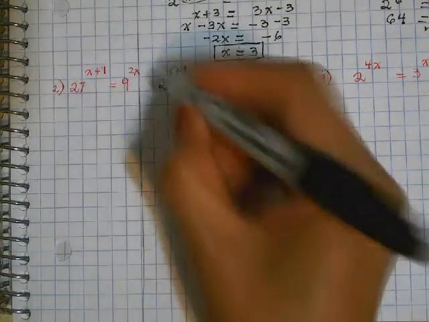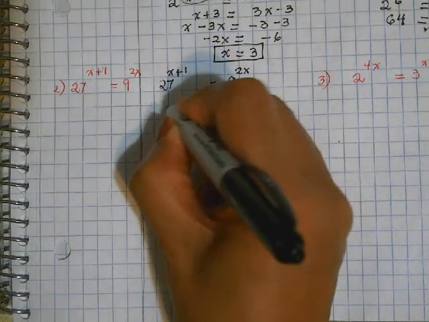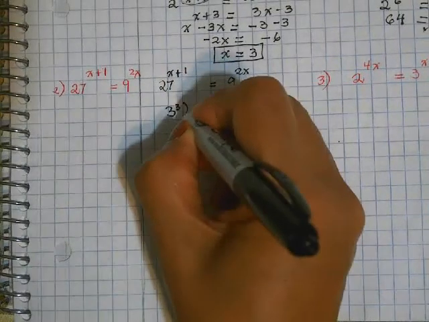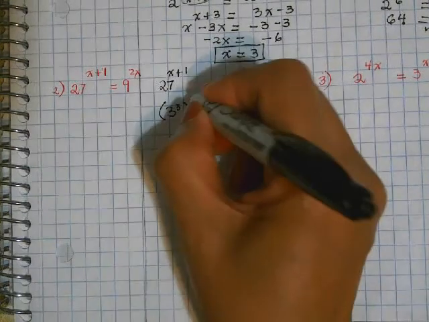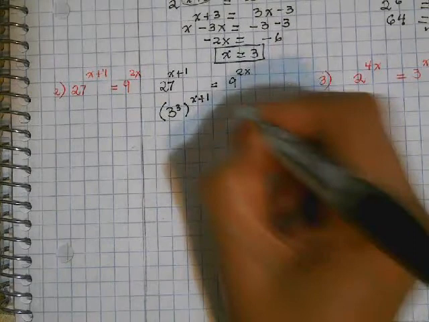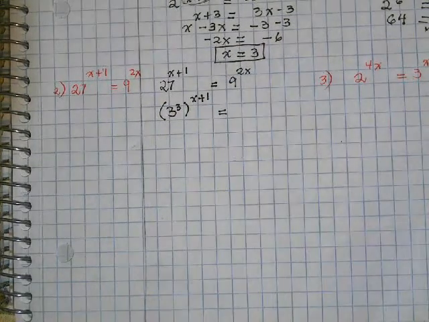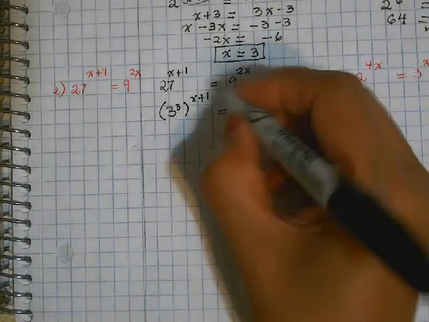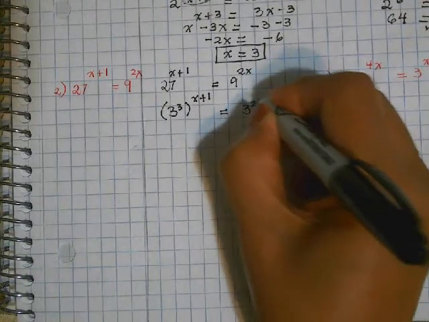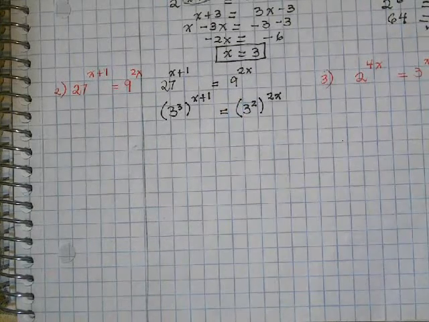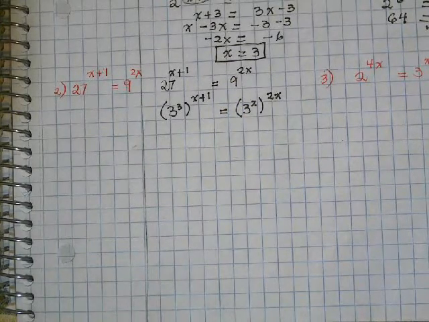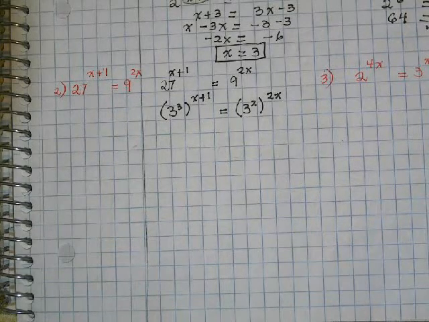Okay, so let's try. 27 is now, we said 3 to the third power is 27. So instead of writing 27, I'm writing 3 to the third, and I will raise that to x plus 1. Now, I have to convert 9 to base 3, and 9 is 3 squared, and raise it to the 2x. Okay, so that is your step 1. You have to think of a base that you can convert 27 and 9 into the same base.